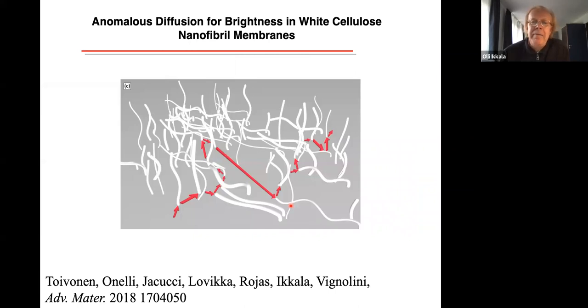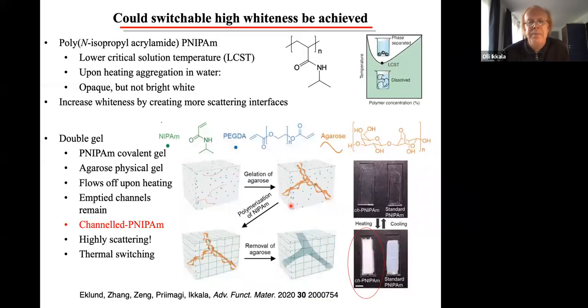Okay. We are trying to make this as a product sooner or later. Then comes a question, could we do it also switchable? Then let's say take a polymer which is thermoresponsive. This is N-isopropyl acrylamide. It's polyNIPAM. The chemical structures are here. Here is the temperature, here is the polymer concentration.